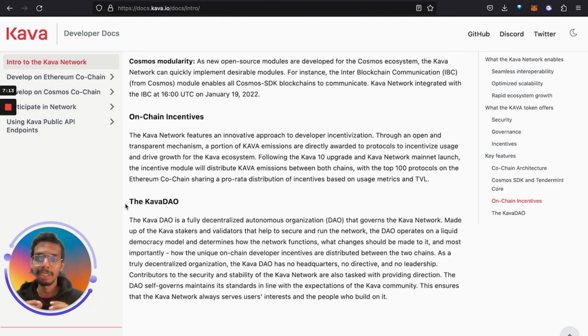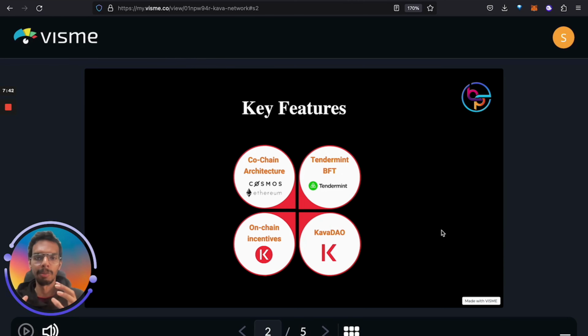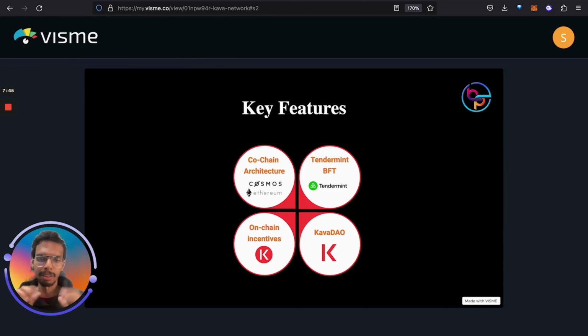Who are part of this DAO? The stakers and the validators who are basically running the network are part of this, and this body takes the decisions about how these on-chain incentives are gonna be distributed to the people who are trying to build on the Kava ecosystem. Okay, so this is a basic overview of the key features of the Kava network, right?